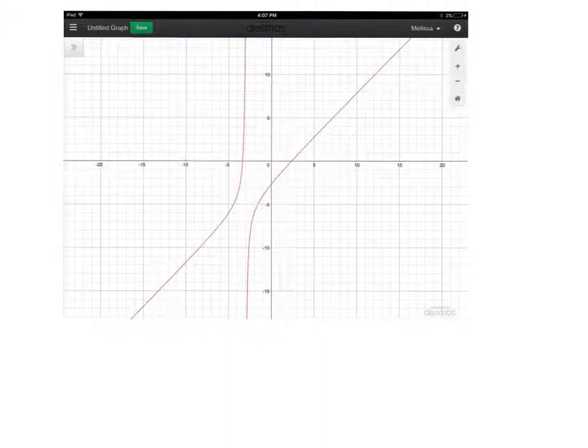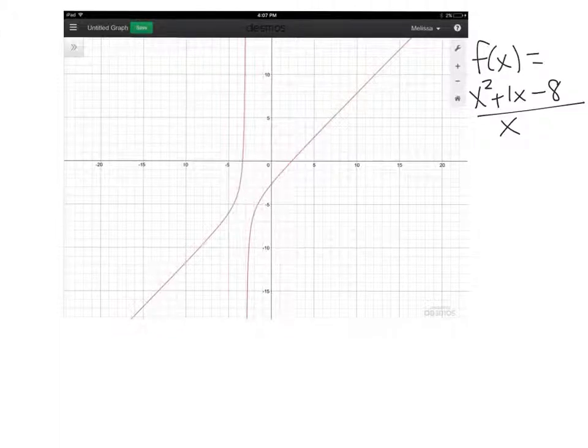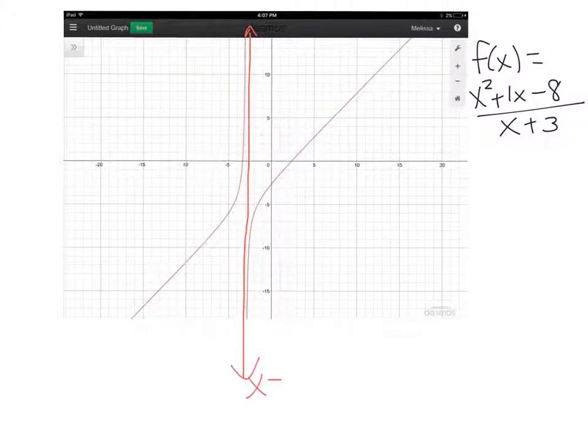Okay, so graphing the function f of x equals x squared plus x minus 8 all over x plus 3. Graphing that function, we determined that we have a vertical asymptote at x equals negative 3. So right in between these two pieces right here is our vertical asymptote at negative 3. We determined that we did not have any horizontal asymptote.